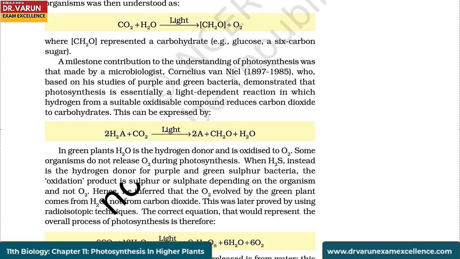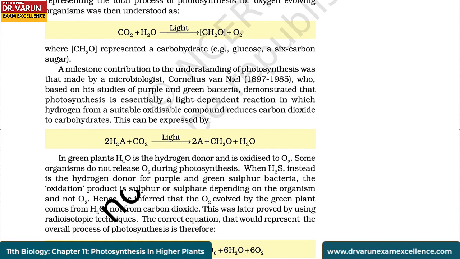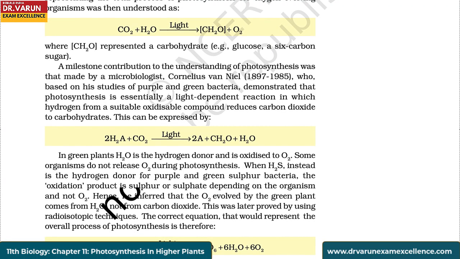A milestone contribution to the understanding of photosynthesis was made by a microbiologist, Cornelius van Niel, who, based on his studies of purple and green bacteria, demonstrated that photosynthesis is essentially a light-dependent reaction in which hydrogen from a suitable oxidizable compound reduces carbon dioxide to carbohydrates. This can be expressed as 2H2A plus CO2, in light, gives 2A plus CH2O plus H2O.